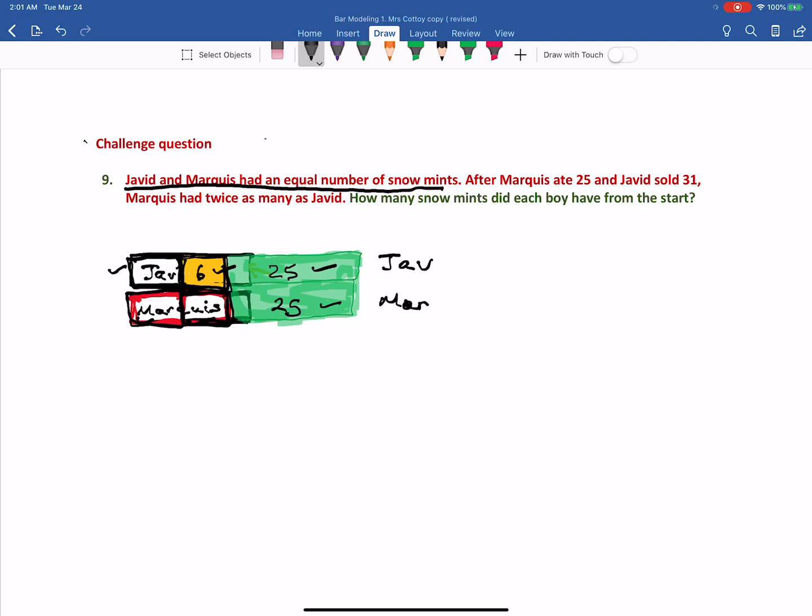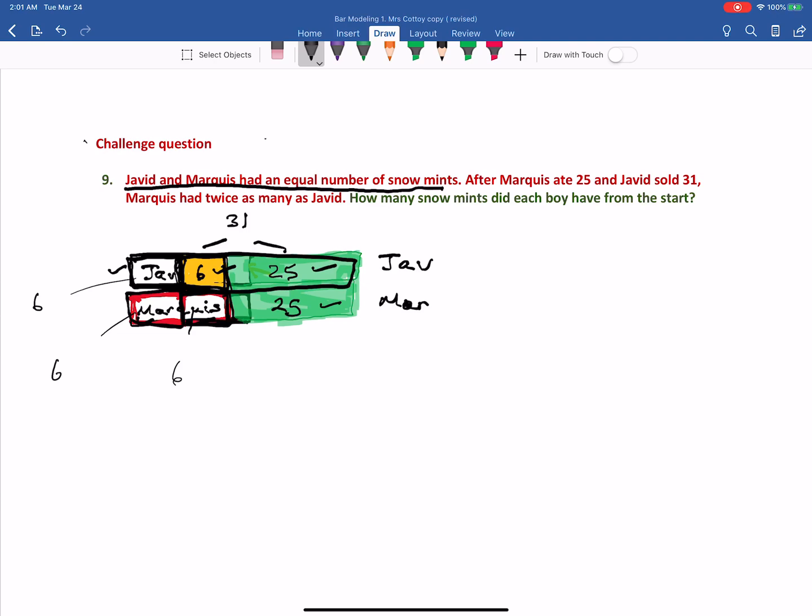The difference between the 31 over here, remember 25 plus 6 is the 31 that he got rid of, and the 25 is this 6. So it means that this section here is 6, 6, 6. So how many snowmen did each boy have from the start?